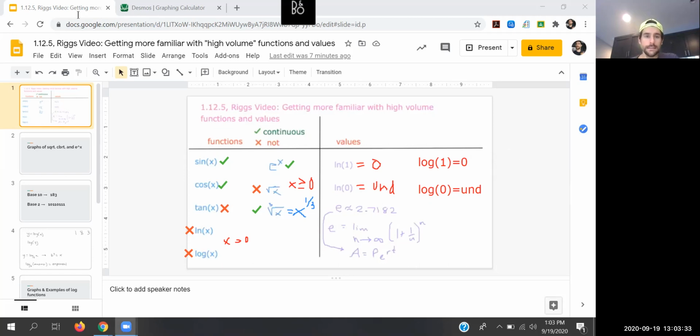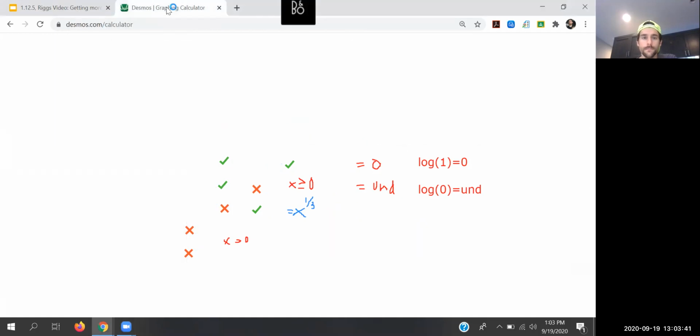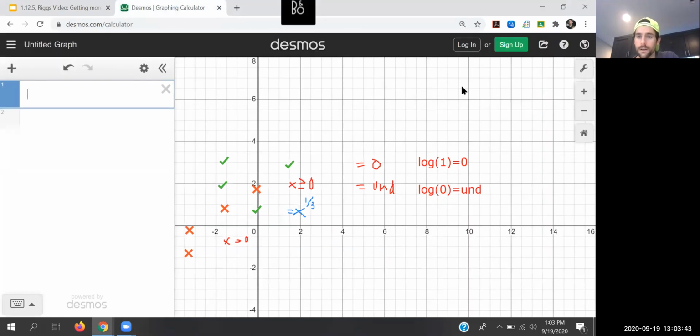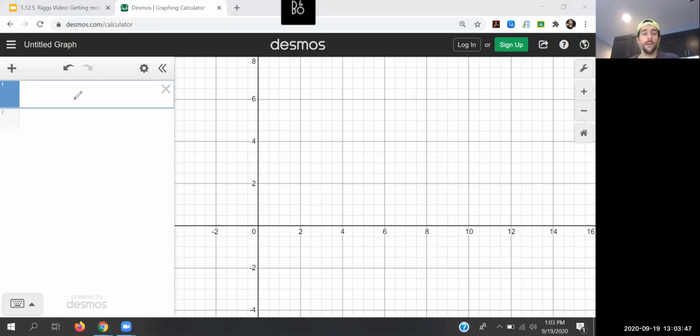I'm going to share my Desmos screen, which hopefully you can now see. I'm going to clear everything here. So, a really quick intro into cube roots, square roots, and what e to the x looks like.